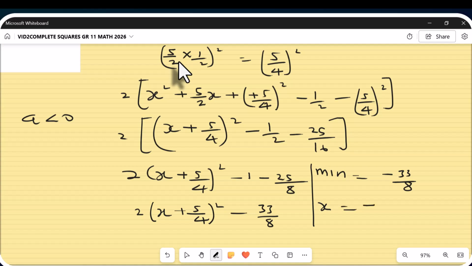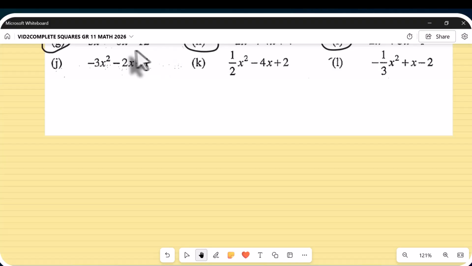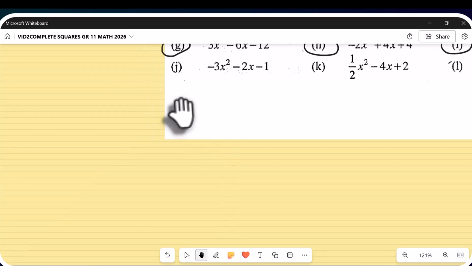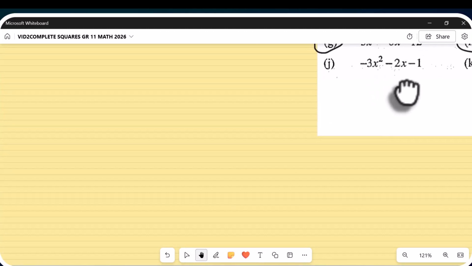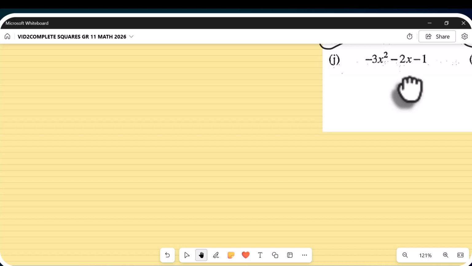Next question here is now question J. Now this question J, I'm going to do it here. Now J, you see you've got a negative 3, so it has a maximum value. So our J will have a maximum value.